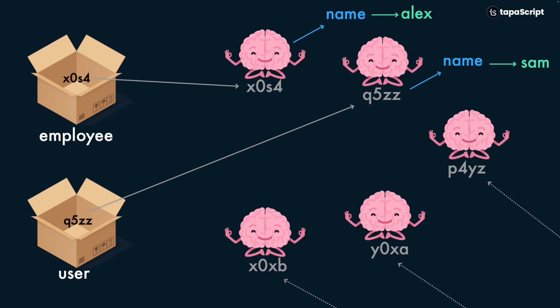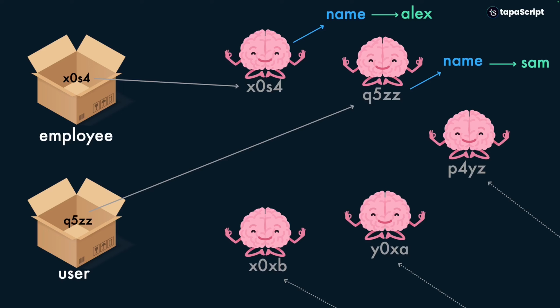So if I do user equals to employee, it means now user and employee both will be holding X0S4, the reference value, because we are doing user equals to employee. The value of the right side will come to the left side. When you do user equals to employee, employee's value X0S4 also gets assigned to user. That means both employee and user now will have the value X0S4.